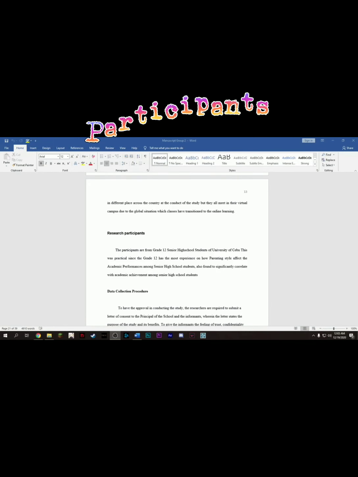The participants of our research are the Grade 12 senior high school students of the University of Cebu. This was practical since Grade 12 has the most experience on how parenting style affects academic performance among senior high school students, also found to significantly correlate with academic achievement among high school students.